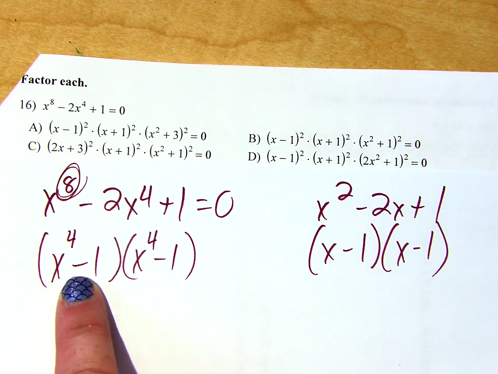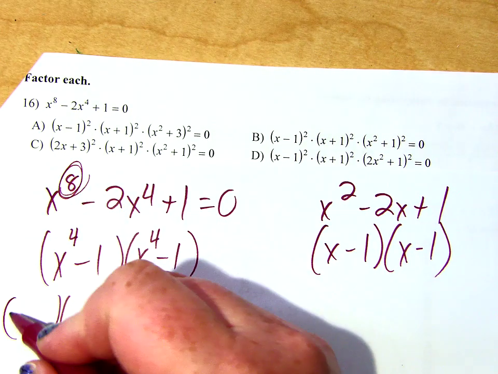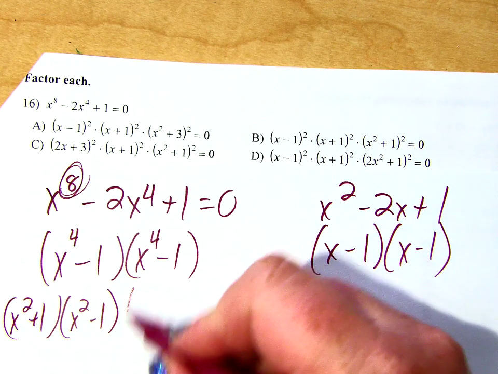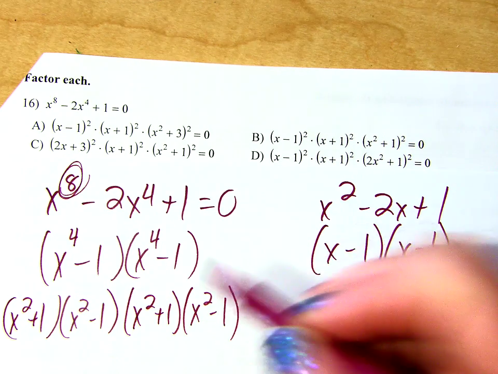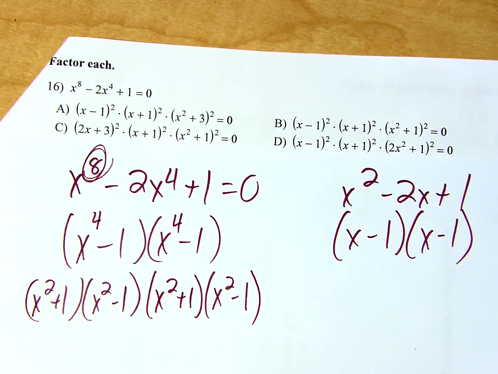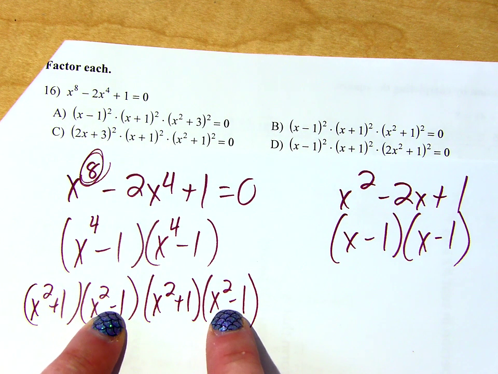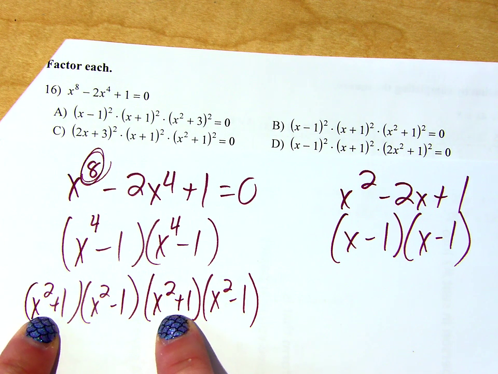Well, x to the 4th minus 1, isn't that the difference of two perfect squares? Yes, so that one's going to split. Aren't they both? They are. So this one splits into x squared plus 1, x squared minus 1. So does this one: x squared plus 1, x squared minus 1. Okay, am I done? No. I have the difference of two perfect squares two more times. Both of these are going to split.